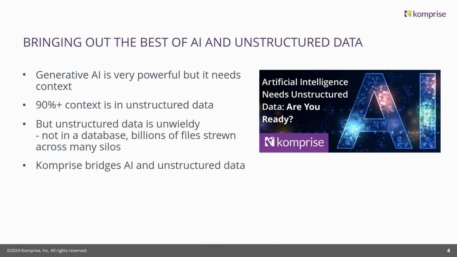And 90% plus of that corporate data is unstructured. We know that. So when you're thinking about feeding unstructured data to AI, we know unstructured data is billions of files of all kinds scattered across many silos. So, how do you find the right unstructured data? How do you mobilize it so that you can feed it to AI?